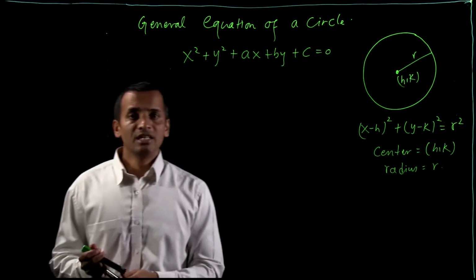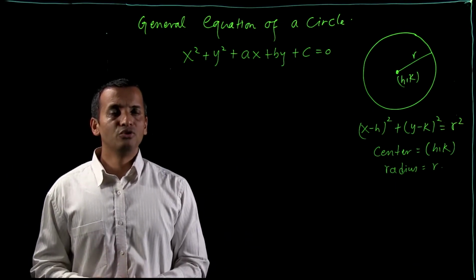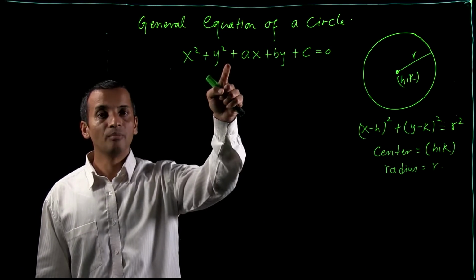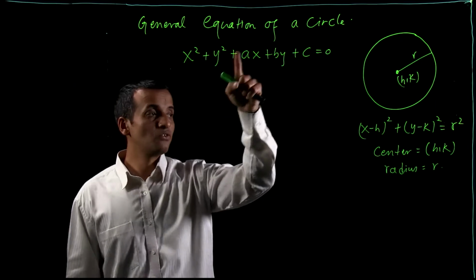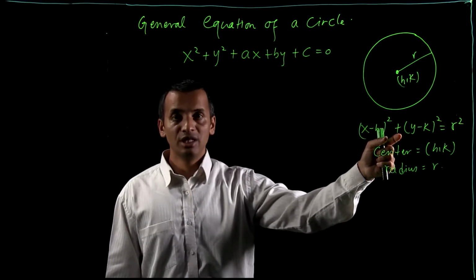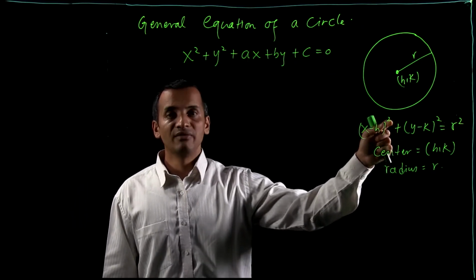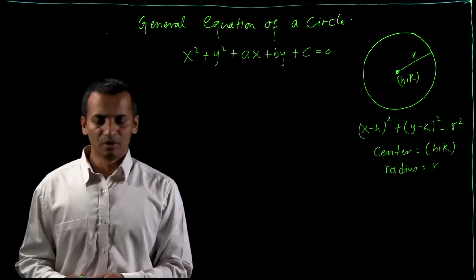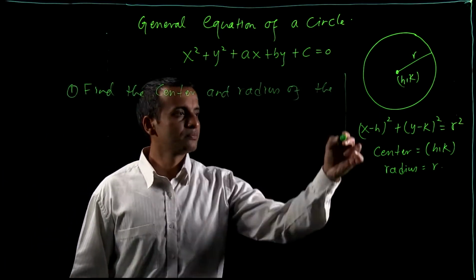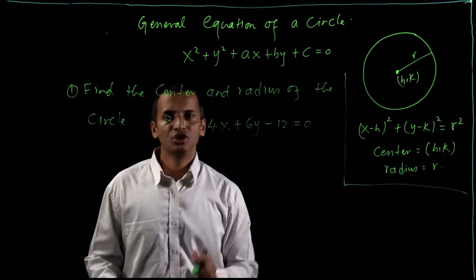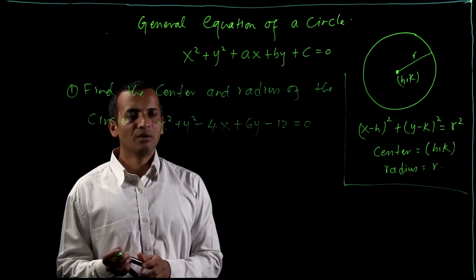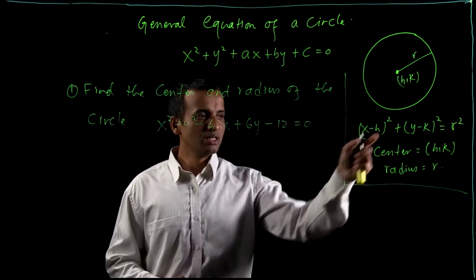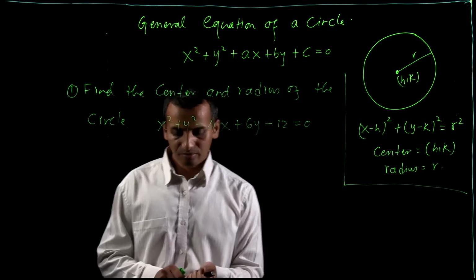So the next thing we want to do is, if the general equation of the circle is given, how do I change this form into that form using completing the square and then find the center and radius? Let me take one example. So this is the general equation of the circle. Now you want to change this general equation into the standard equation. This is called the standard equation of the circle.